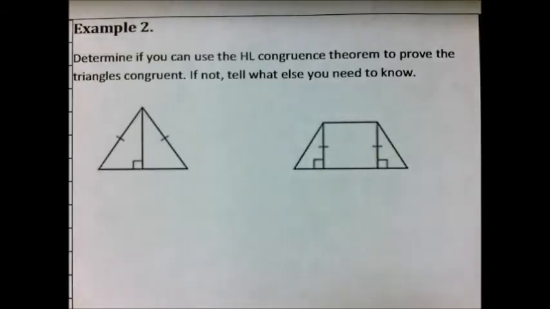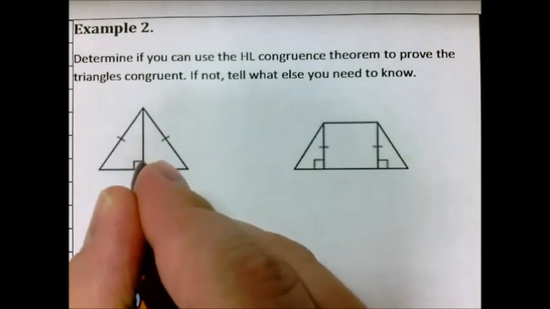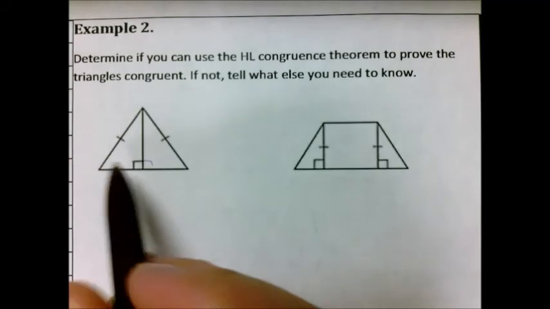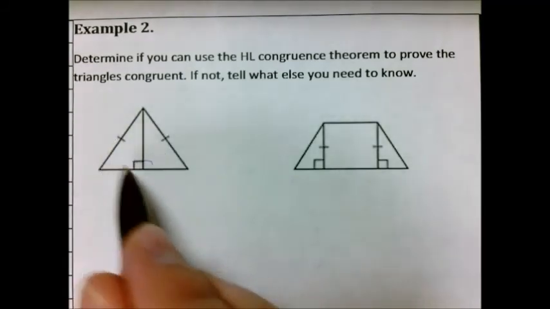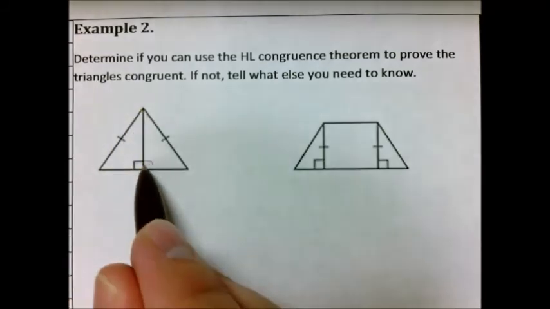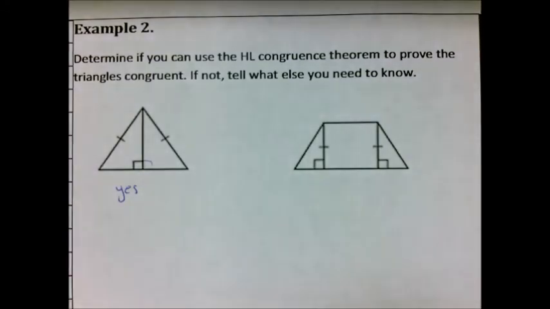Alright, example 2 says that we need to determine if we can use the HL congruence theorem to prove that the triangles are congruent, and if not, we need to tell what else we need to know. Okay, so if we look at this first triangle, we see that we have the right angle. That's the first part. We need the right angles to be able to prove HL congruence. And then we need the hypotenuse. We've got the hypotenuse on both sides. Remember, the hypotenuse is the side opposite the right angle. And we have a leg, right? Because this leg right through here is a shared leg. Therefore, yes, we can use the HL congruence theorem.